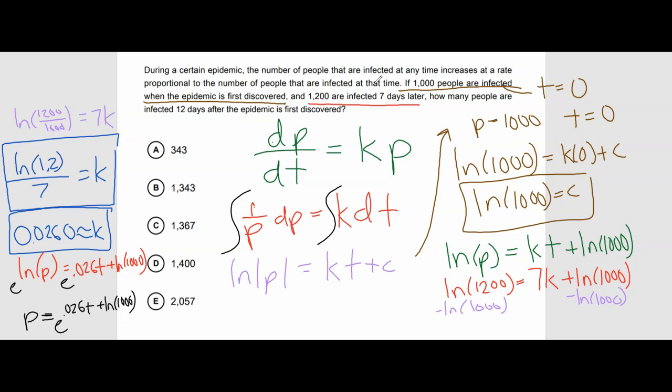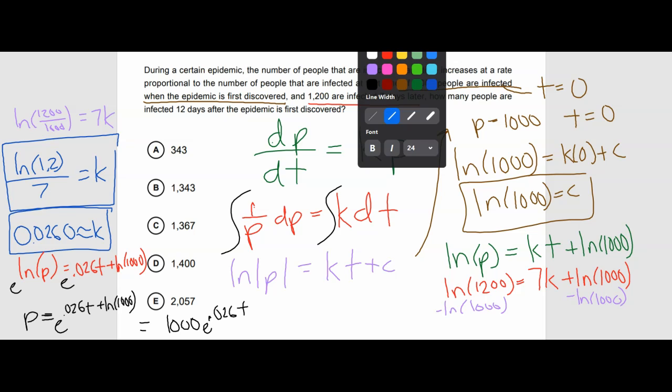Yes, you could simplify this even further and get 1000 times e to the power of 0.026 times t. Again, you're going to have to use this equation, so it doesn't really matter how much you want to simplify it, because you're going to have to use it to find another p-value anyway.